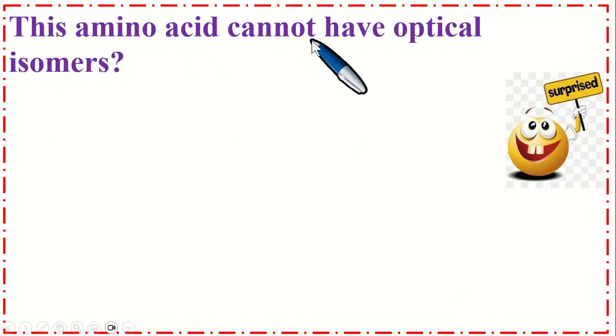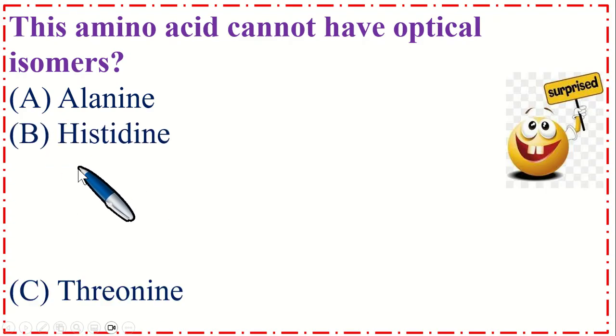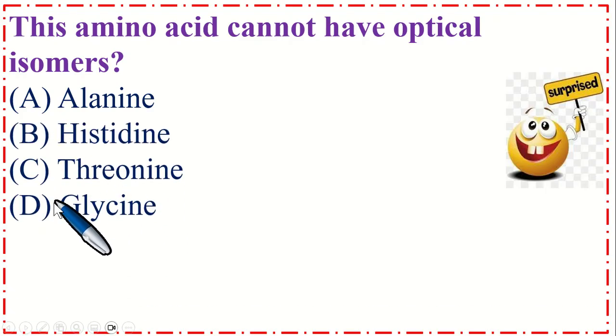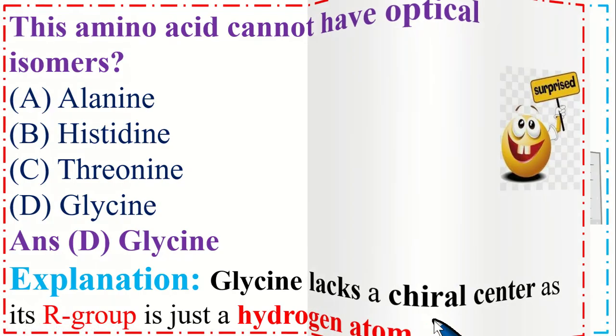This amino acid cannot have optical isomers. Option A, alanine, B, histidine, C, threonine, and option D, glycine. So the correct option is D, glycine. Glycine lacks a chiral center as its R group is just a hydrogen atom.